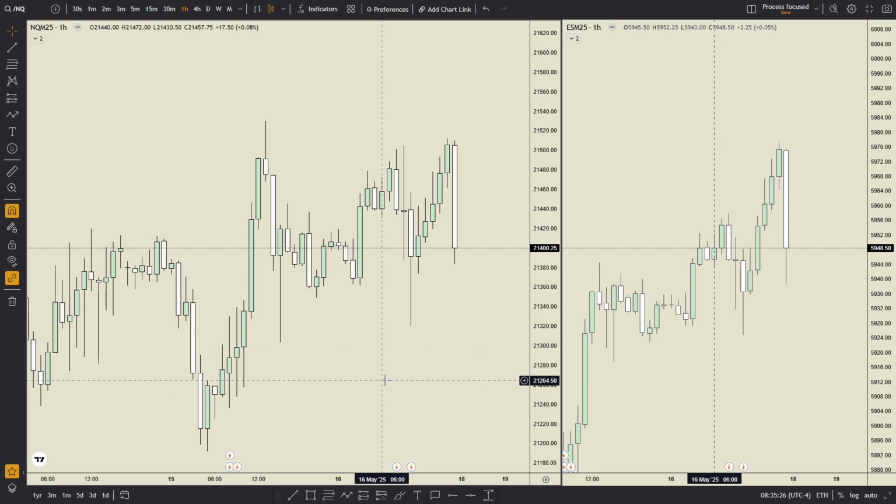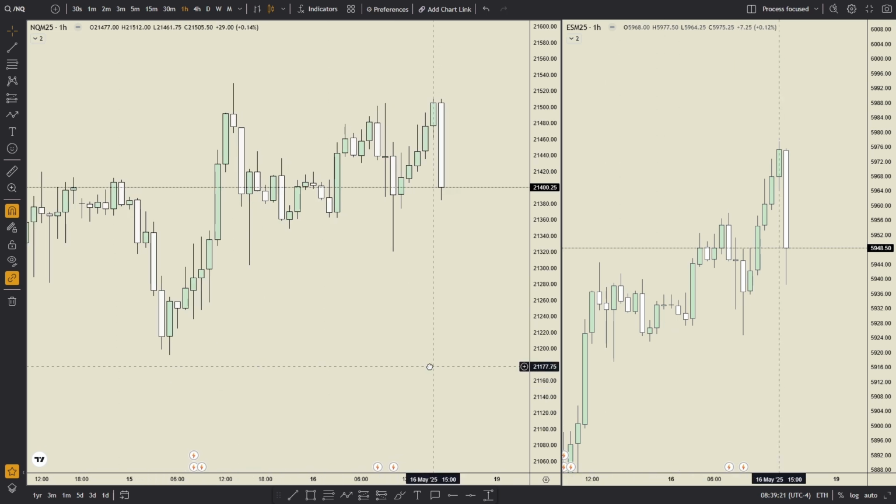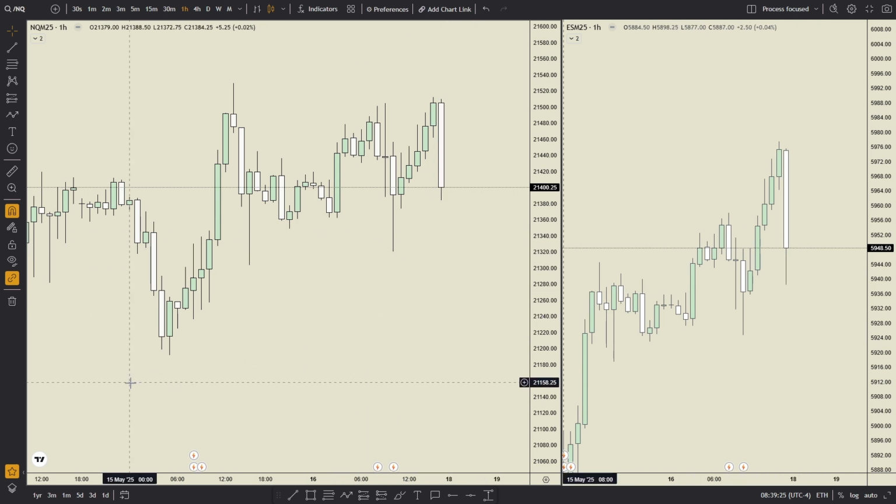Now SMTs are very useful. I personally use them for entries, exits, daily bias. I'm just going to go over some of the trades that I've taken. I've journaled them down in my Discord. I'm going to show you why I exited due to SMTs or why I entered due to SMTs.